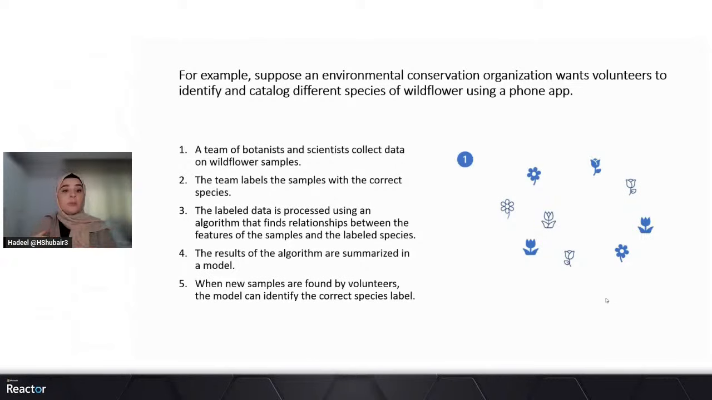After that, the labeled data will be processed using a suitable algorithm that will find the relationship between the features of the samples and the labeled species. So the algorithm will be used to differentiate each wildflower from the other depending on the different features and the relationships. The results will then be summarized into an actual machine learning model, and then you can start having new incoming data. So once you have new wildflowers that have not been put in before, you can put these new samples into the machine learning model, and it should be able to identify the correct label for the wildflower. So this is basically how it works.